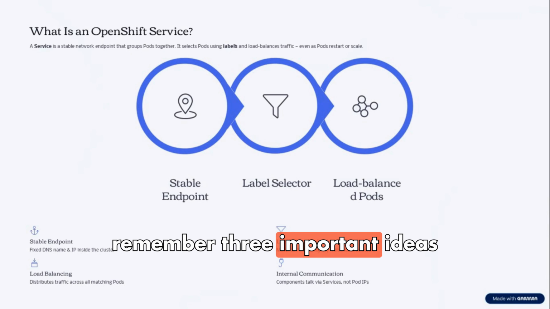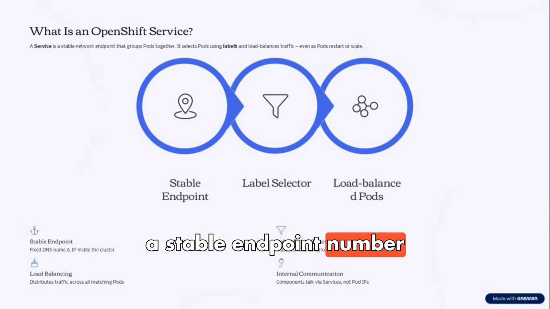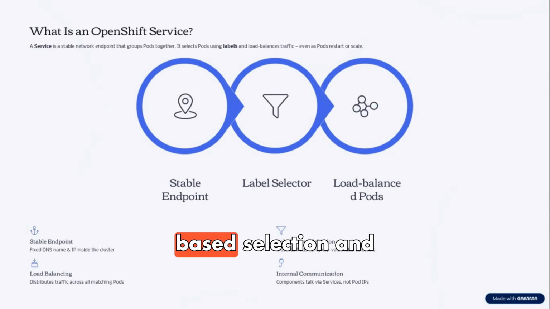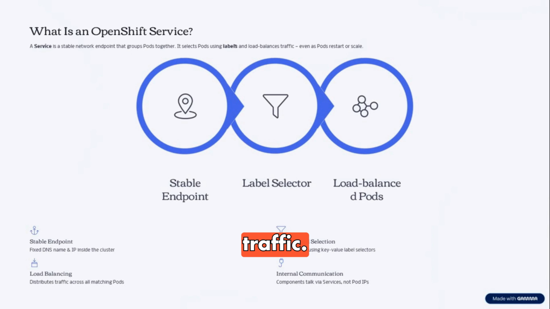So remember three important ideas. Number one is a stable endpoint. Number two, label-based selection. And the third one is load-balanced traffic.